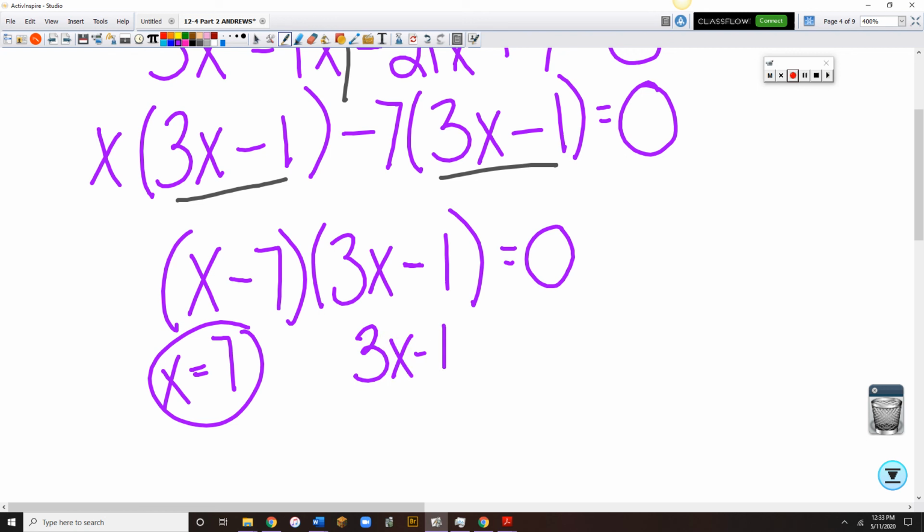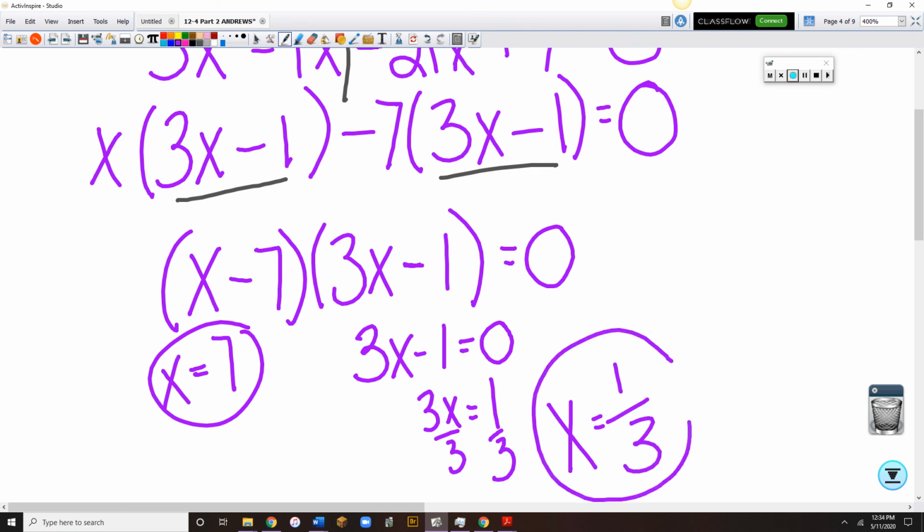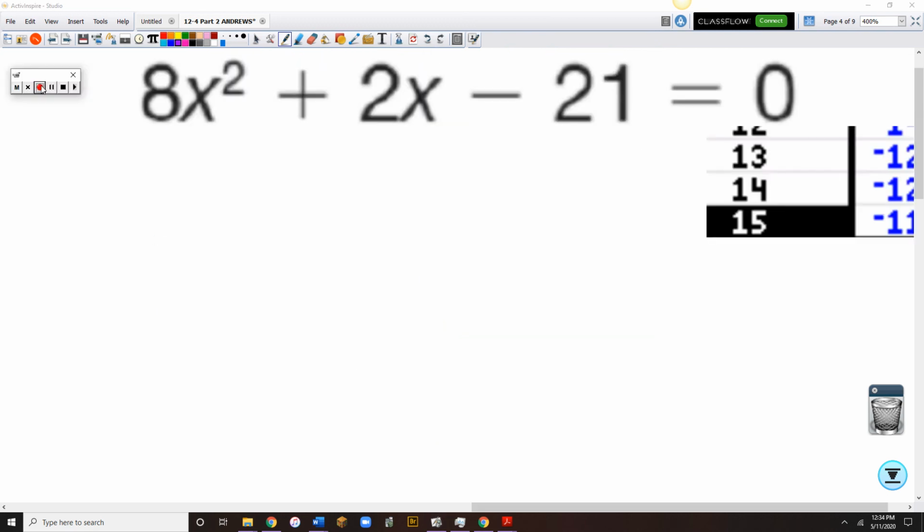Okay, 3x minus 1 equals 0. If I change sides, I change signs, so I'm just going to move the 1 over. 3x equals 1. Divide by 3, and x equals 1/3, and that's my other solution. But because x had a coefficient in that factor, it just involves a little bit more work.